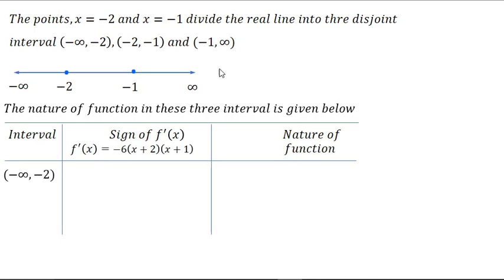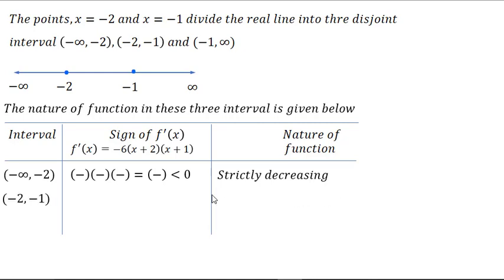In the first column we write the interval minus infinity to minus 2. Now when the value of x is between minus infinity and minus 2, look at f dash x, which is minus 6 into (x plus 2) into (x plus 1). For any value between minus infinity and minus 2, the value of x plus 2 is going to be negative and the value of x plus 1 is also going to be negative. So I have negative multiplied by negative multiplied by negative. The result will be negative, which is less than 0. So f dash x is less than 0 for the interval minus infinity to minus 2. As f dash x is negative, we say that the function is strictly decreasing.